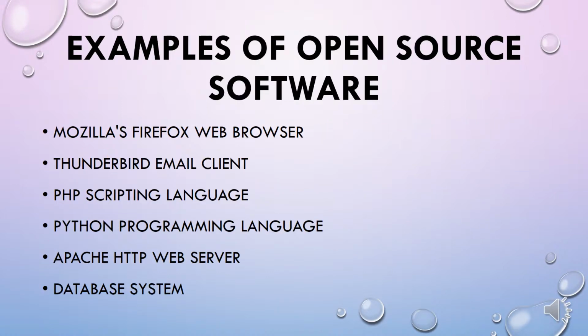So what are examples of open source software? Below I've provided a list, some that you may even know, such as Mozilla's Firefox web browser, Thunderbird email client, PHP scripting language, Python programming language, or Apache HTTP web server.